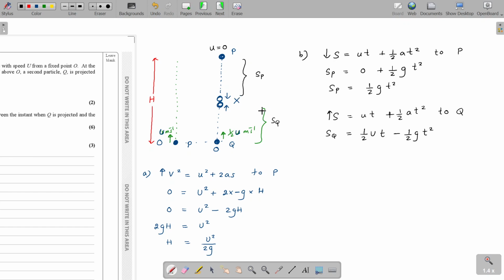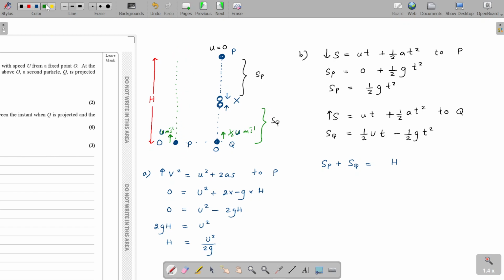Now you can see here the displacement moved by particle P and the displacement moved by particle Q. SP and SQ both together cover how much of the distance? Both of them together give you this height, capital H, right? So do you agree if I write SP plus SQ is equal to capital H, because you get the displacement of P, and if you have the displacement of Q, it adds together to give you the total, the greatest height, capital H?